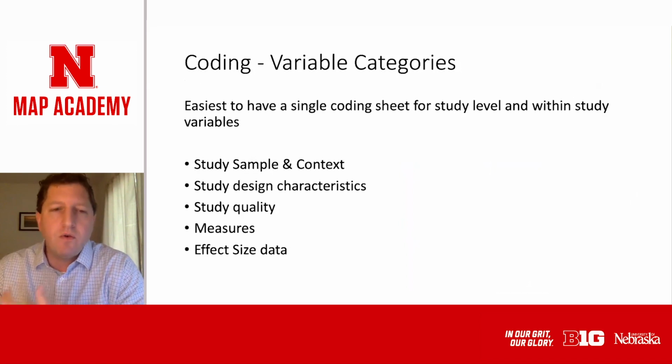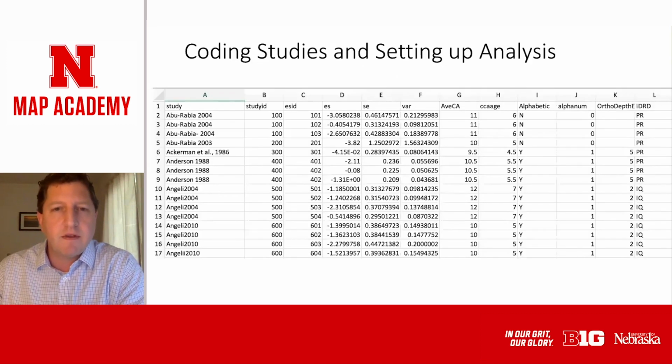Coding. As you code studies, so as you collect studies for your meta-analysis, we have to start coding them. We code them for a lot of different kinds of features. Some of them are listed here on this page. So the study sample and context, study design characteristics, study quality measures, and effect size data. Right? So these are the things that we're going to be looking for. But it's important because RVE sort of changes the way that we code studies. So here's the way that you're going to need to set up your coding sheet when you're coding these studies.